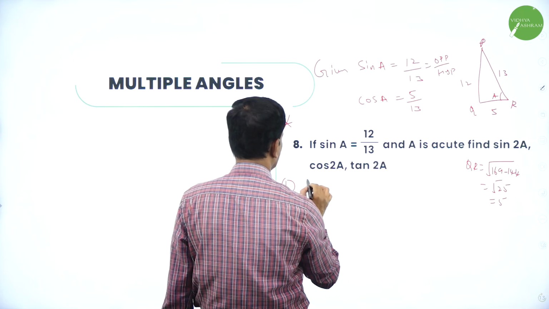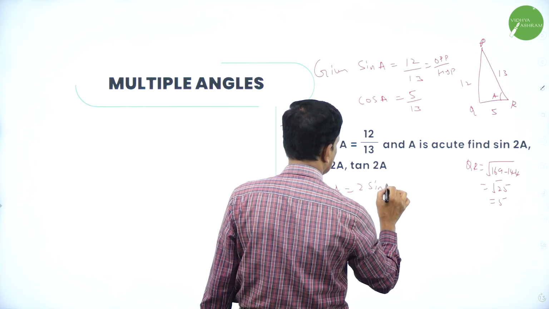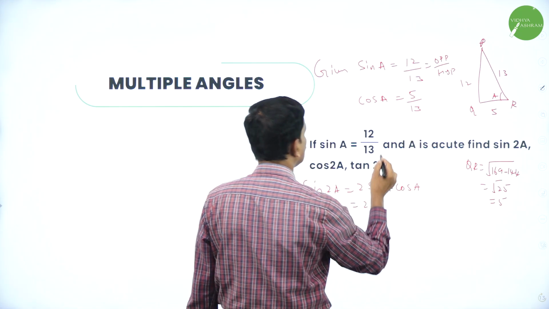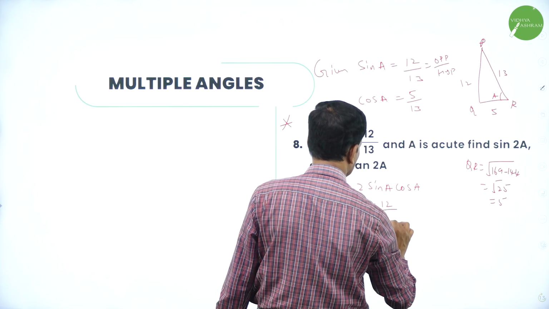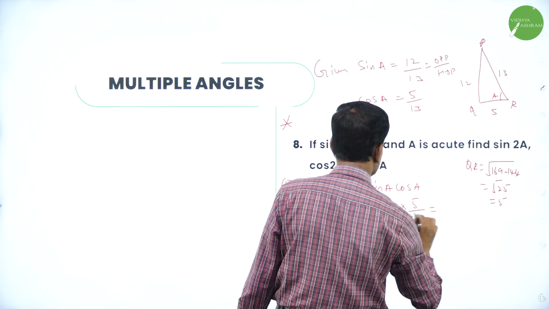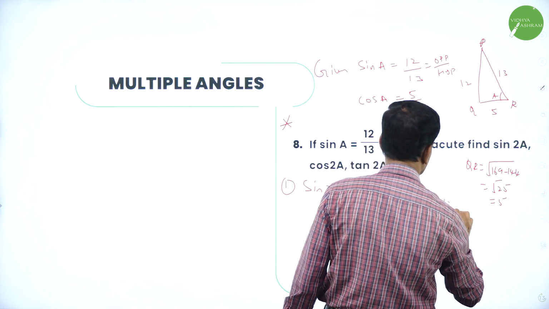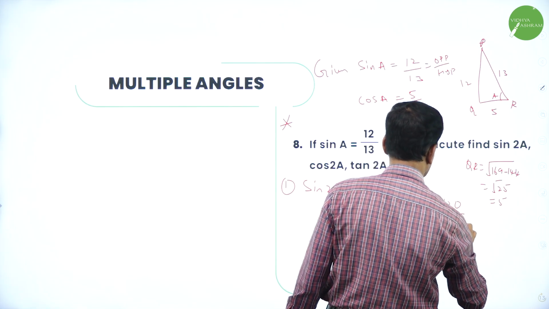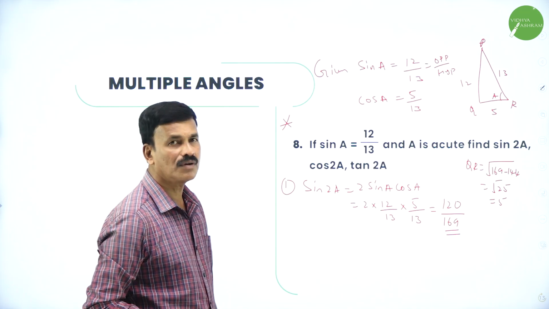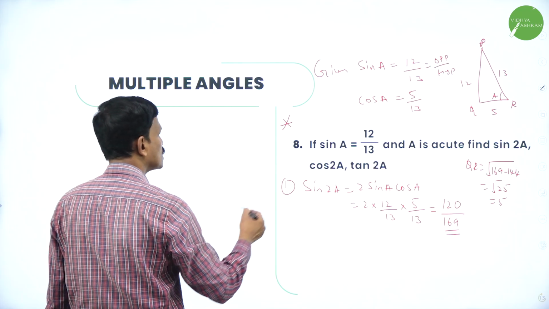First, find sin 2A. Sin 2A is equal to 2 sin A into cos A. So this is 2 into sin A, 12 by 13, into cos A, 5 by 13. So multiply: 12 fives are 60, 60 into 2 is 120, divided by 13 into 13, which is 169. 120 divided by 169 is the value of sin 2A. Okay, now move on to the second one. What is the second one?